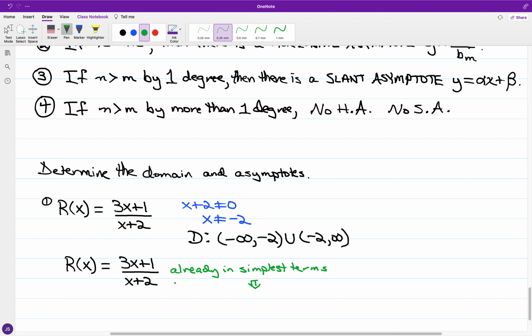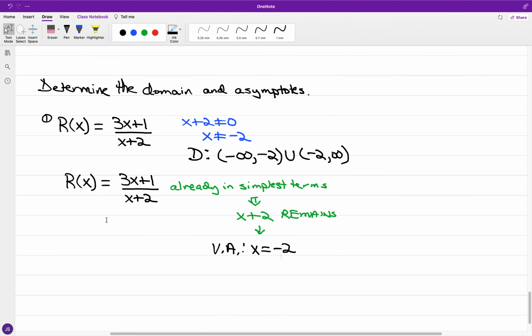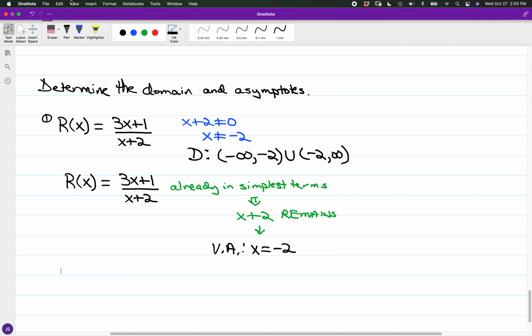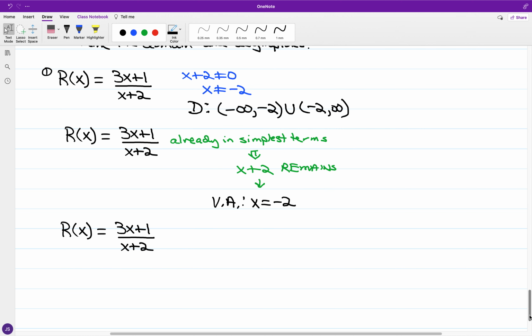So we have x plus 2 in the denominator. That is going to remain; it's not going to cancel out. So this means that the exclusion from the domain is going to be a vertical asymptote. And in terms of any other type of asymptote there might be, this will come down to the degree comparison.